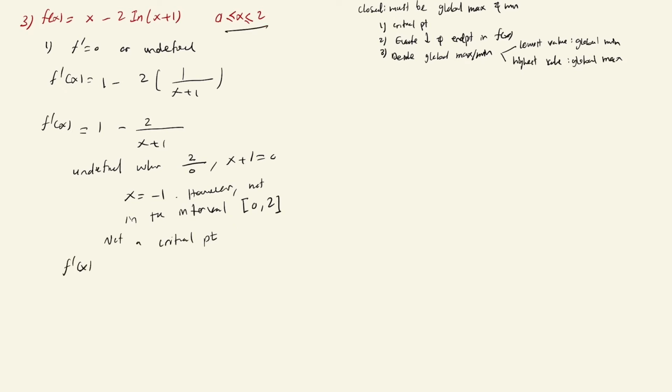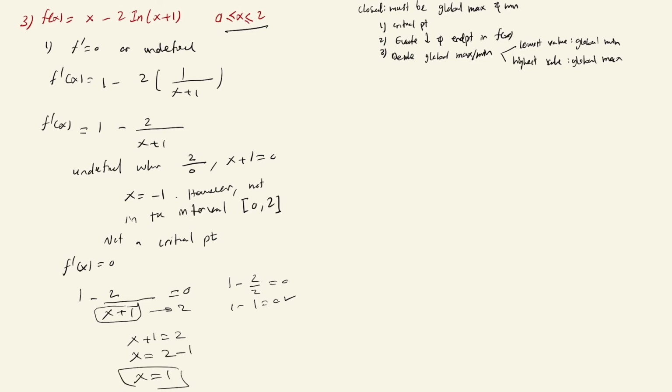Now, where the first derivative is 0 is when 1 minus 2 over x plus 1 equal to 0. And that's when x plus 1 equal to the top, which is 2. So it's when we have 1 minus 2 over 2, which results in 1 minus 1 equal to 0. So we set the bottom equal to 2, and move the 1 to the other side, which results in x equal to 1. Notice 1 here is in our interval. Therefore, it's considered to be a critical point.